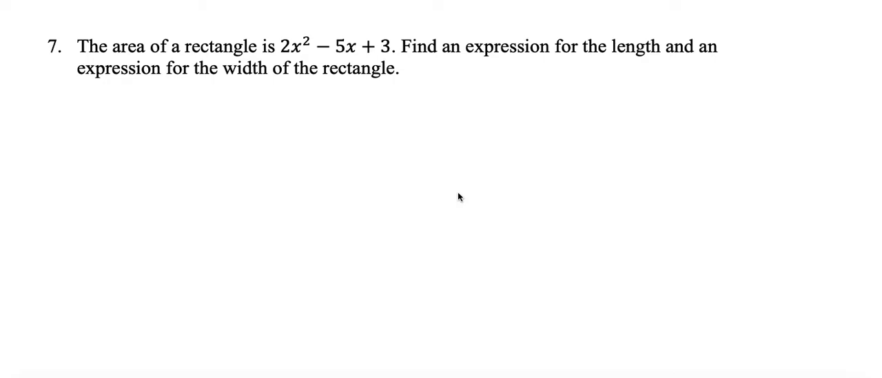So in this video, I'm going to go over some word problems that involve factoring. So this first one says that the area of a rectangle is 2x squared minus 5x plus 3. Find an expression for the length and an expression for the width of the rectangle. Okay, so this problem doesn't really give us that much information. It just tells us the area.